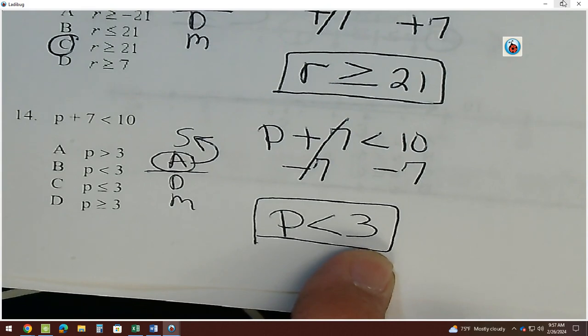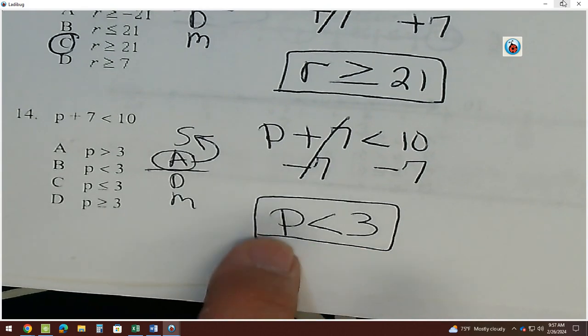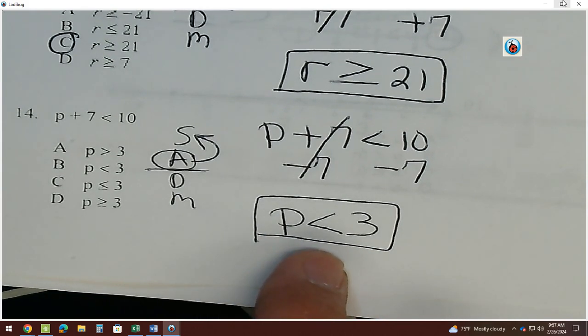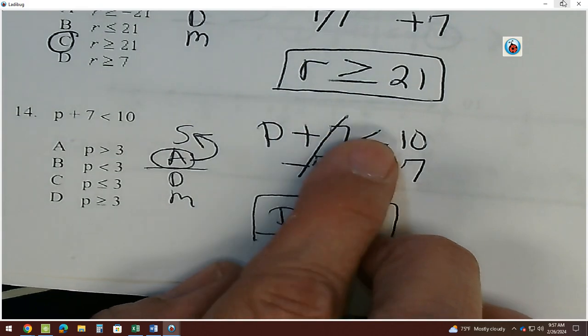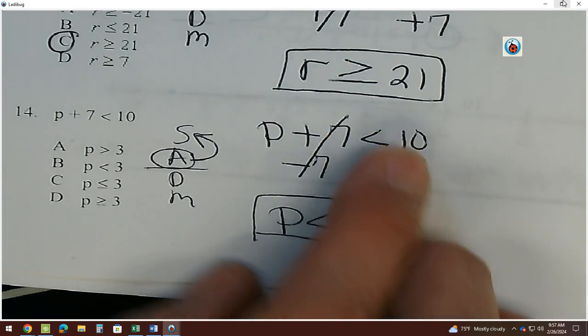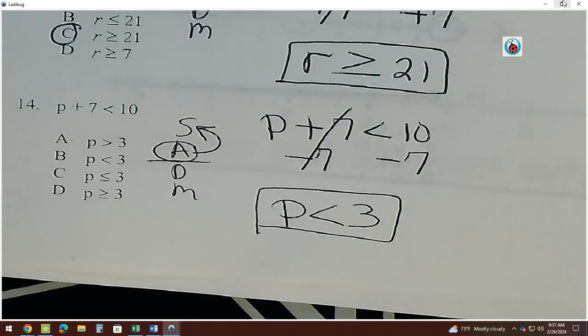No, because it doesn't have the equal sign. Can P be 2? Yes. Let's go test 2. What's 2 plus 7? 9. Is 9 less than 10? Yes. I'm right. Wow. You get it?